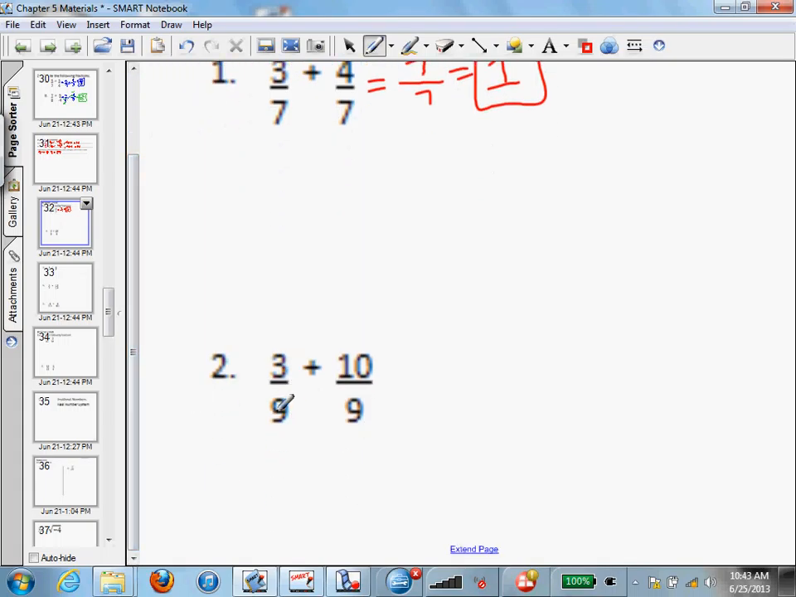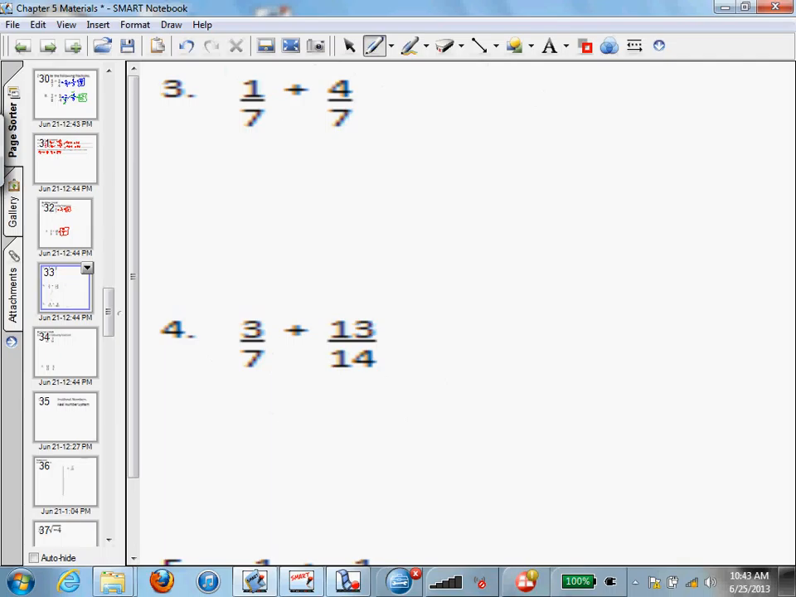Looking at 2, we have 3 over 9 plus 10 over 9. We have common denominators, so we don't have to worry about getting common denominators. So we'll leave the 9 on the bottom, just adding the 2 on top. 3 plus 10 is 13. So 13 over 9 is our answer.